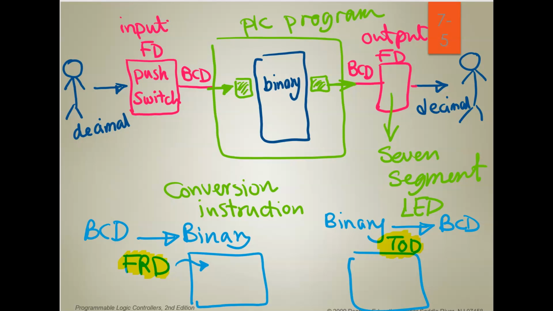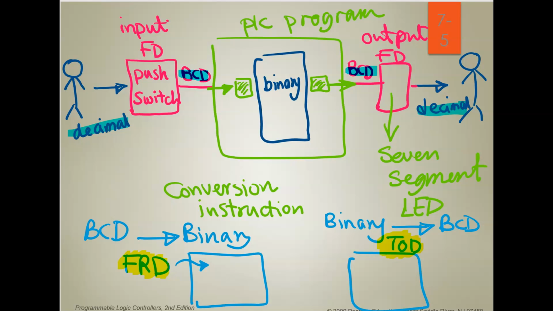Okay, now in this lecture, I want to talk about the physical devices, the hardware that we use in order to convert our decimal into binary coded decimal and the opposite direction, the binary coded decimal into decimal. These are hardwares that we have to use in order to make this conversion happen. So let's focus on the input field device that we need in order to convert decimal to BCD.